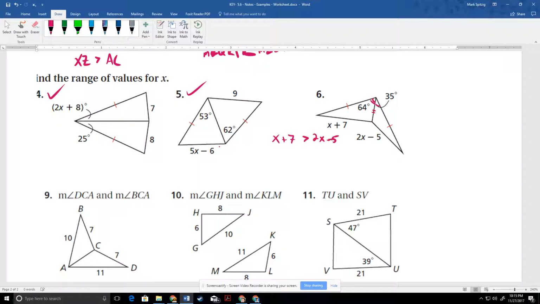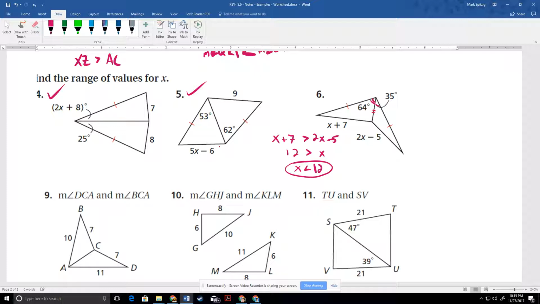So now I am going to solve this. I'm going to get x over here and add it. We get 12, so x is less than 12. I just switched it when I switched sides. So that's one thing: x has to be less than 12. Assuming I did that right. Yeah, I think we're good.